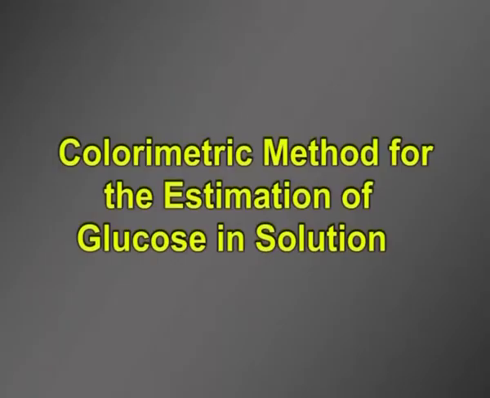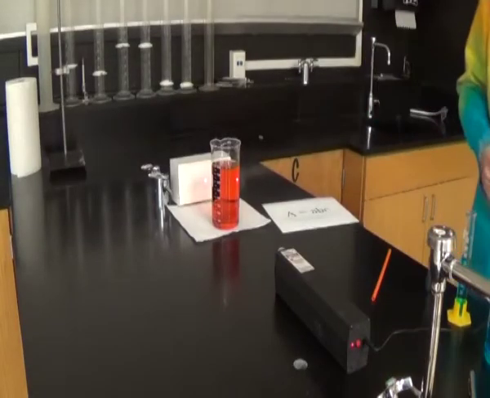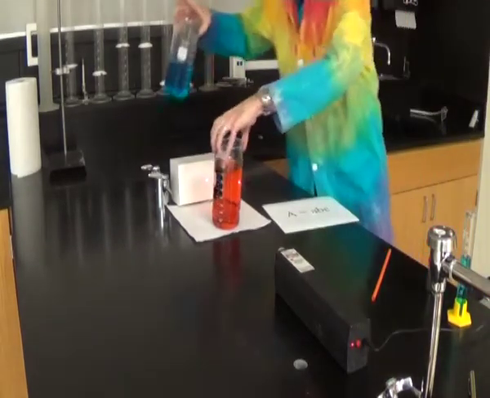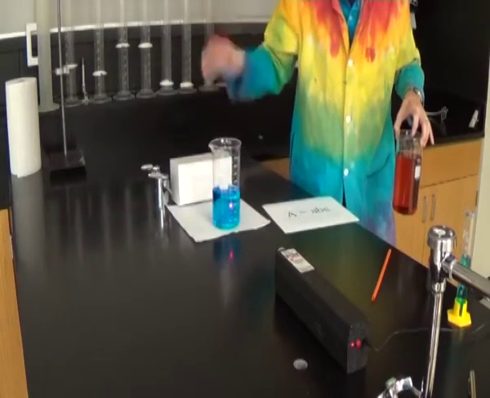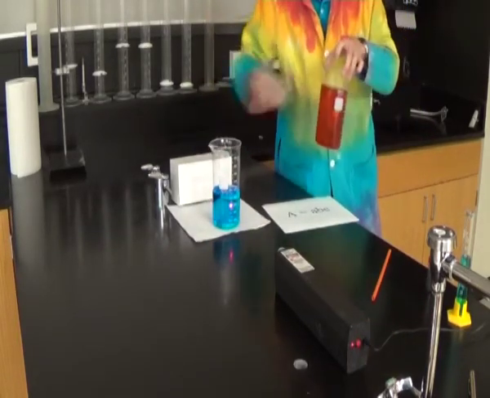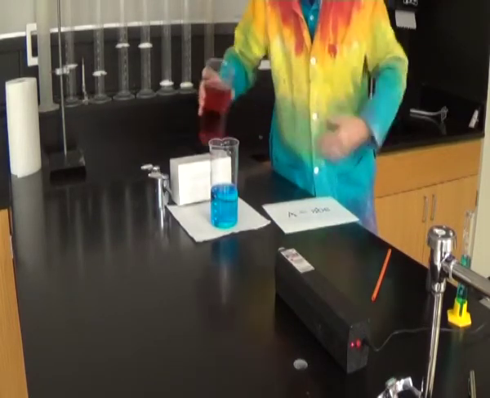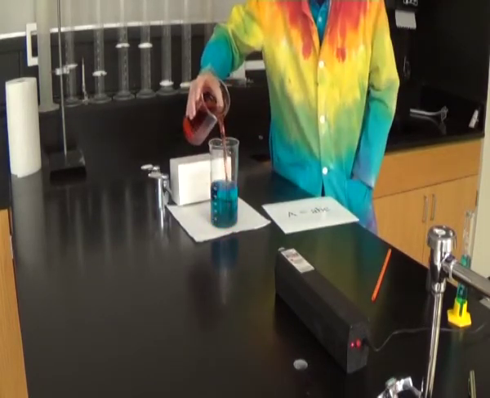Colorimetric method for the estimation of glucose in solution. One useful and often used way of obtaining the concentration of chemicals in a solution, if it has a color, is by colorimetric method. If the analyte is not colored, an appropriate reagent must be added that reacts with the analyte to produce a colored compound.